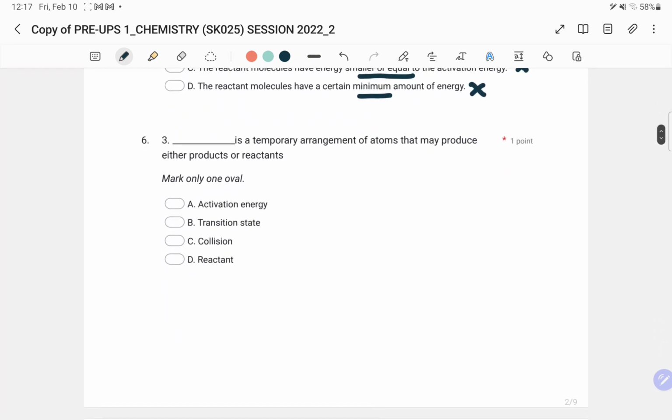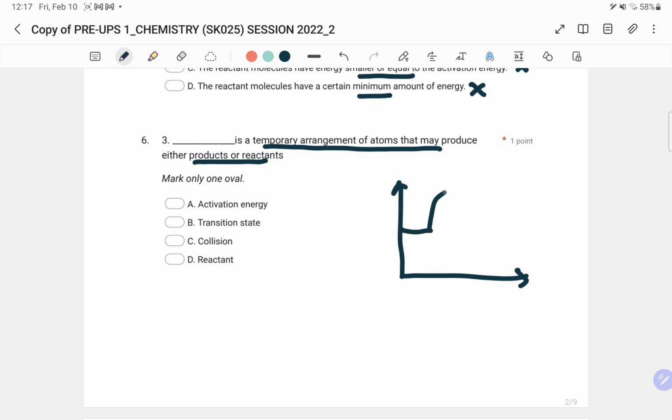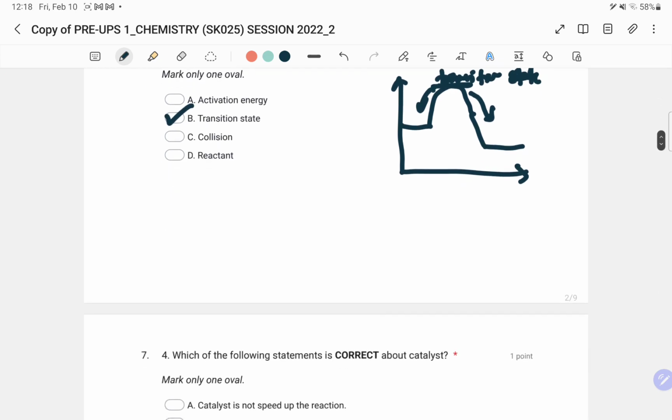Okay, so question number 3 is a temporary arrangement of atom that may produce reactant ataupun product. So kalau kita ada sama ada exo ataupun endo, let's say saya buat exothermic. So this transition state, okay, transition state pada peak of the graph ni yang kita panggil sebagai temporary arrangement, yang mana dia yang tentukan sama ada dia nak terus jadi produk ataupun jadi reactant balik. So the answer is transition state lah.